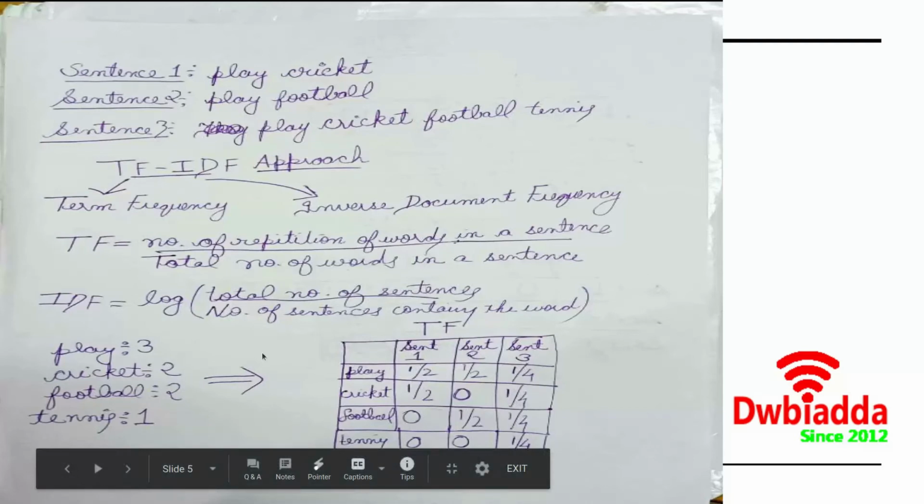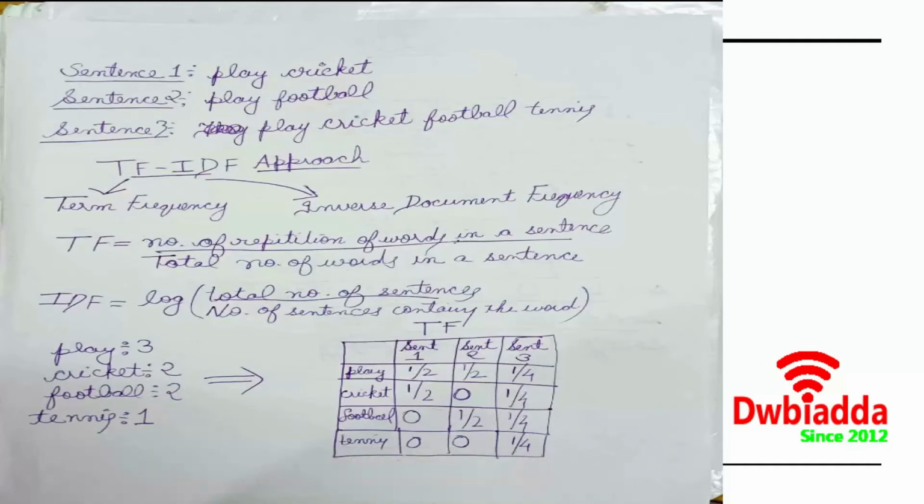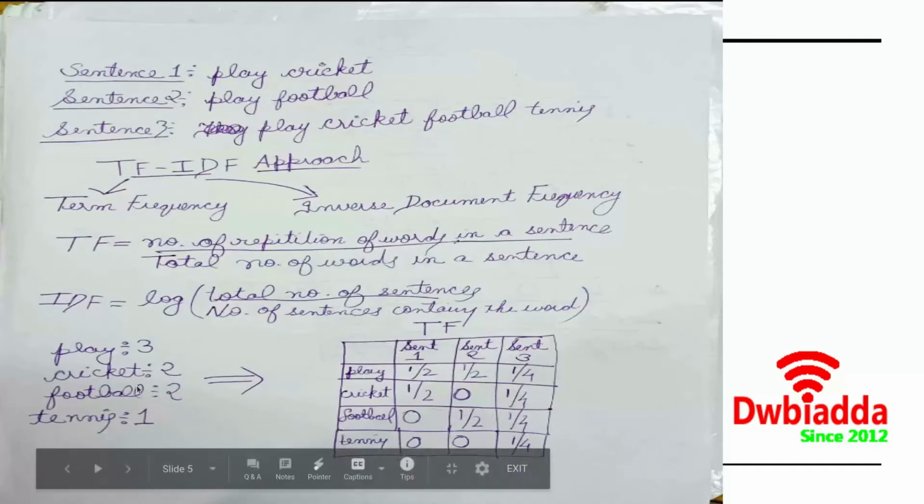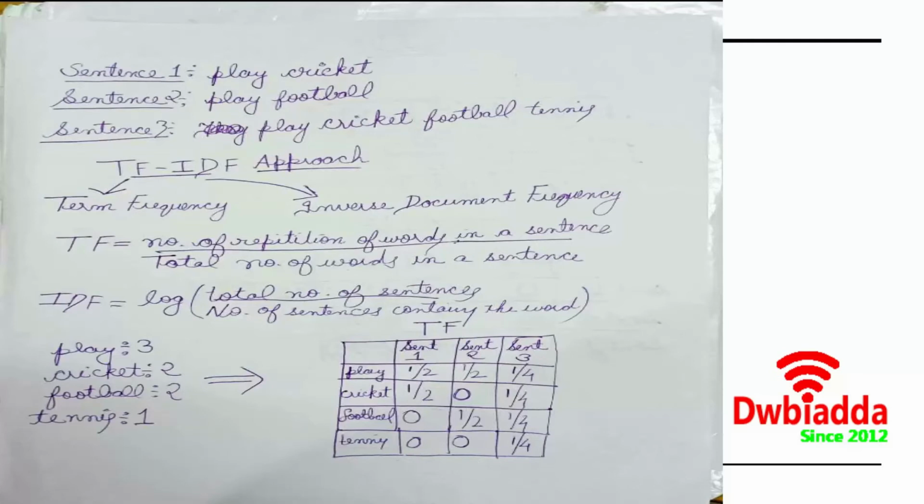So you can calculate for all of the words like play, cricket, football, tennis, and you could create this table. I hope you have understood how to create the TF table, the term frequency table. Just create a word histogram and pick up a word and see how many times that particular word appears in a sentence, how many times it gets repeated, and divide by the total number of words present in the sentence. So you would get something like this term frequency table.